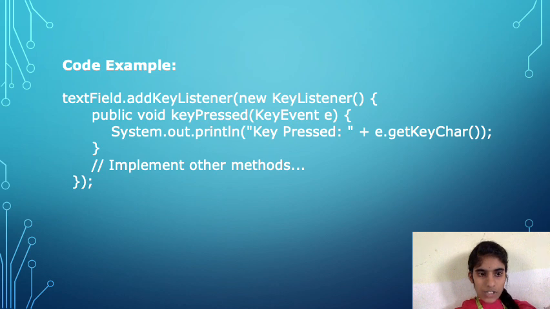Like we have to take first textField.addKeyListener. It is the KeyListener and new KeyListener. Next, public void keyPressed. When we press the keyboard, an event occurs. Next we have to print the same thing, key pressed, that is e.getKeyChar, and implement the other methods. This is the example code.